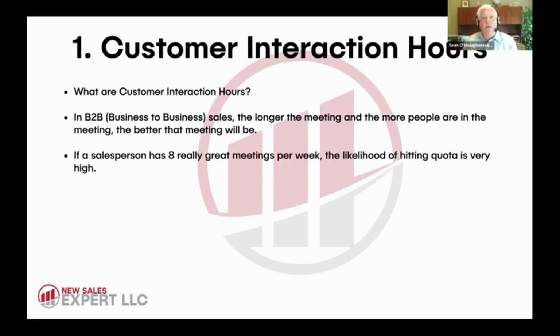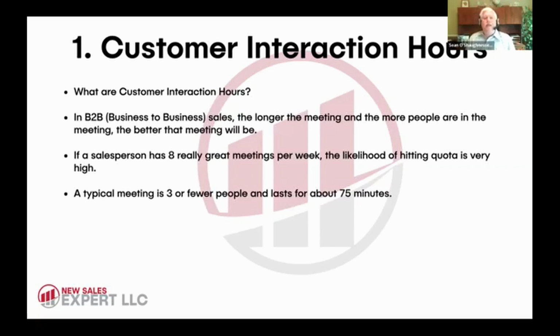And because I've been using this for nearly 3 decades, I have learned that if you have 8 really great meetings, 8 customer interaction hours per week, the likelihood of you hitting quota is extremely high. In fact, I'll be honest, I don't know that anybody has not hit quota for all the years that I've been seeing this metric being used, if they had 8 per week on a regular basis. So it's a very important metric. It's one I consider to be the most leading indicator of future success in your pipeline, your salespeople. So let's talk about this.